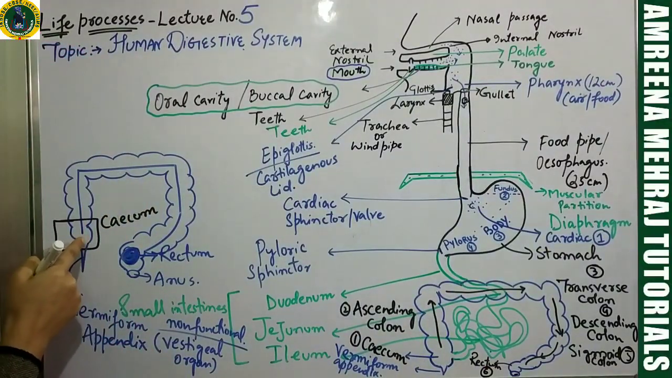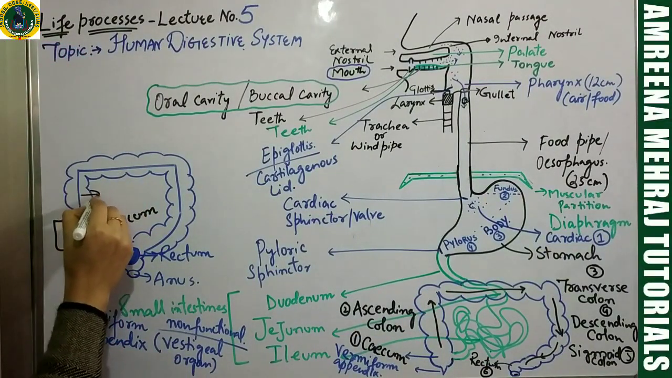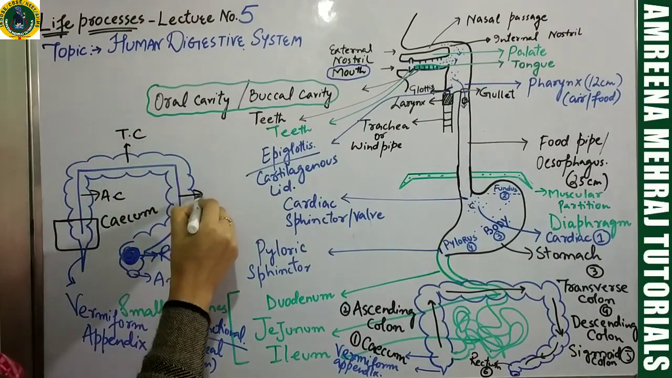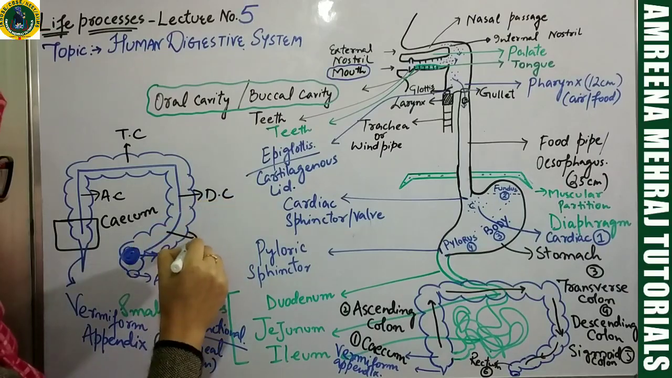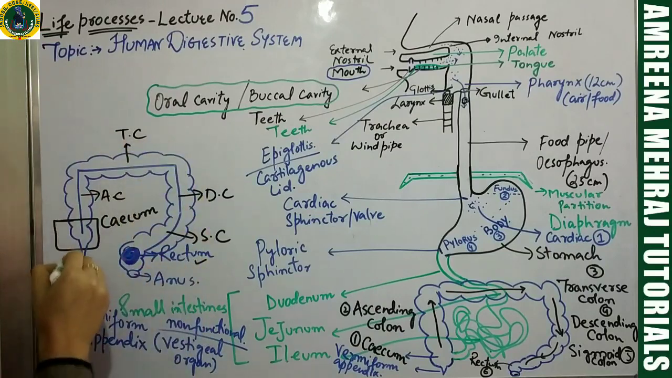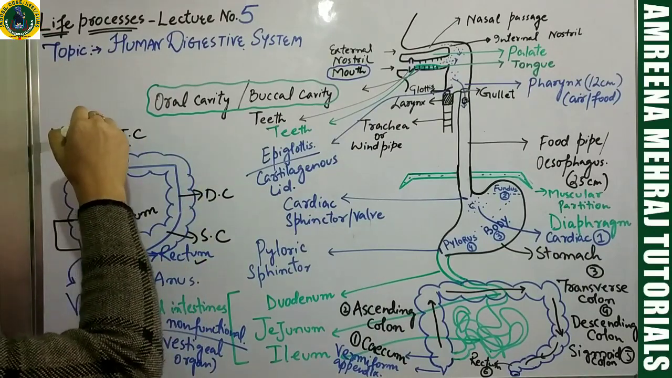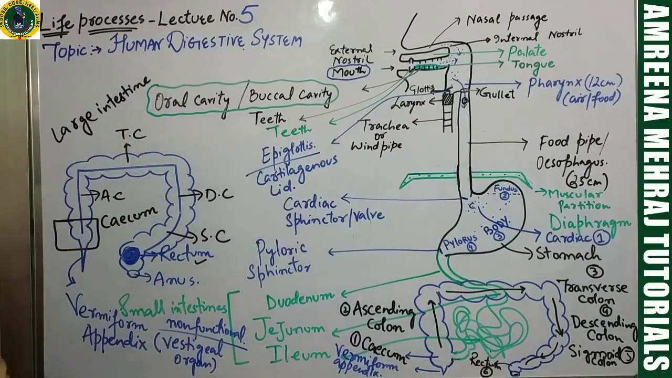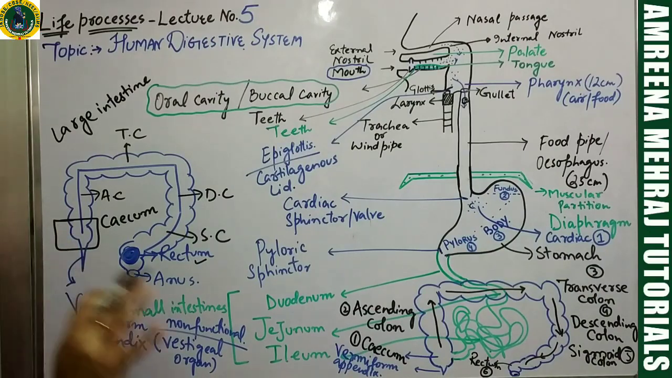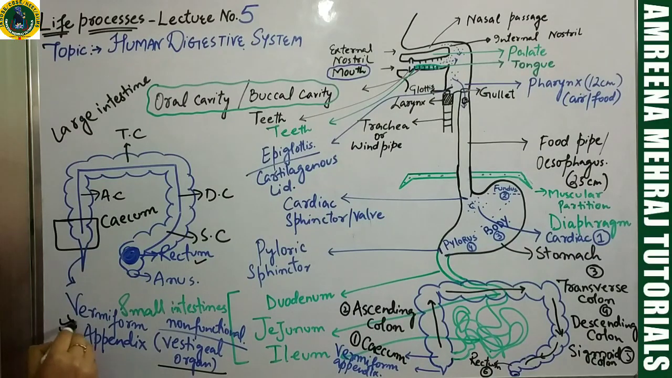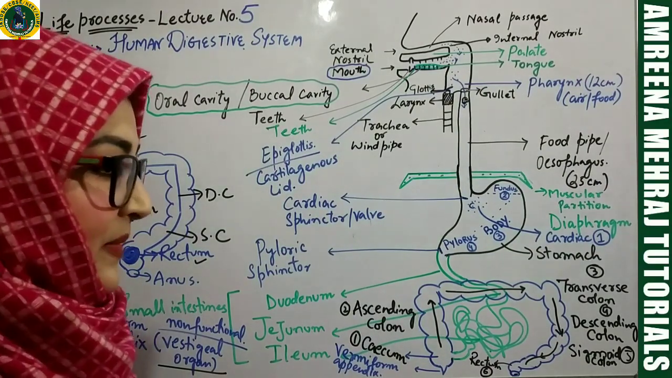So you have cecum, and then you have this ascending colon, then you have this transverse colon, then you have this descending colon, and then you have this sigmoid colon, finally the rectum, and this total forms your large intestine. Okay, and to cecum is attached a worm-like structure which doesn't have any specific function. It's non-functional. That's why the name of this vestigial organ is Vermiform Appendix.